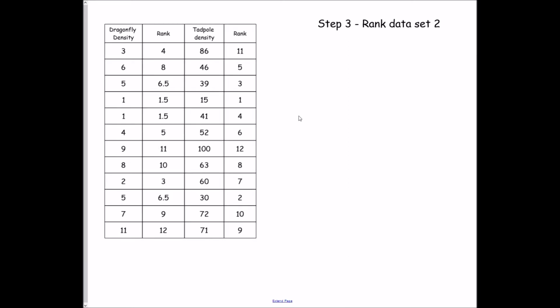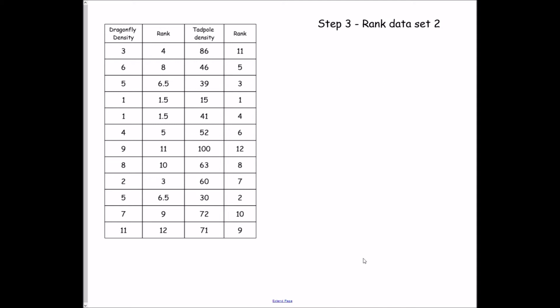Now, the third step, we keep our pairs of data the same. This is really important. And then we rank our data set 2. So we've still got our pairs of data, so 3 and 86, 6 and 46, but we're now going to rank this data set here. So 15 is our lowest, so that gets a rank of 1. 30 is our next, so that gets a rank of 2, and so on. So we rank data set 2.